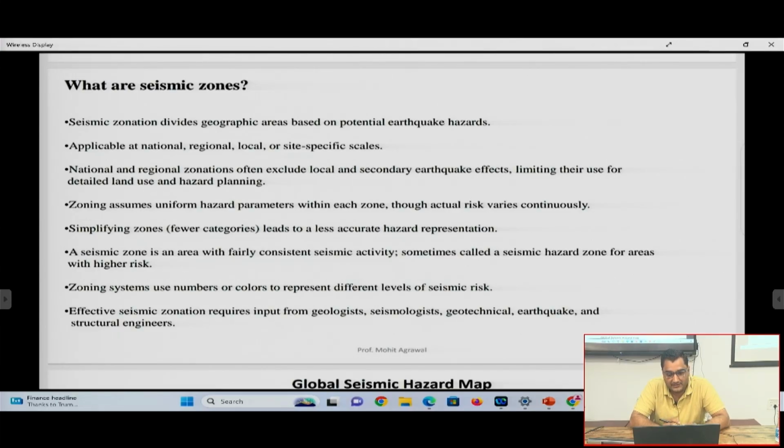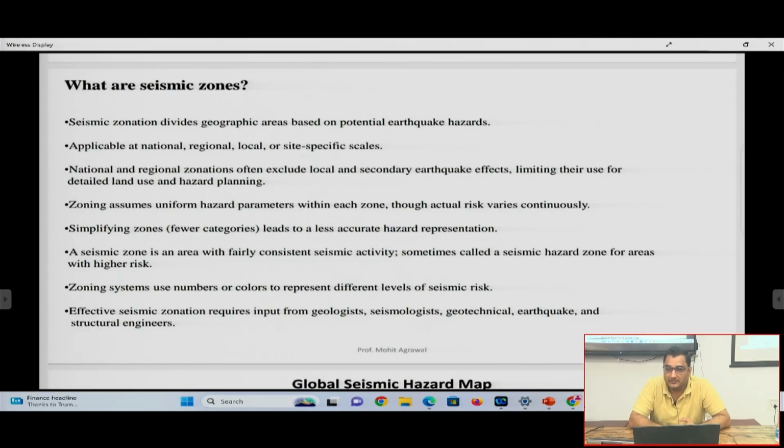When we do the national or the regional zonation, we do not take into account the local or the secondary effects of earthquakes. Local effect means you do not take into account the local site conditions, you do not characterize the soil, you do not take into account the site amplification of that area. You also do not take into account landslide effects, the liquefaction effect, or tsunami modeling for that area. You just produce those maps at the bedrock level.